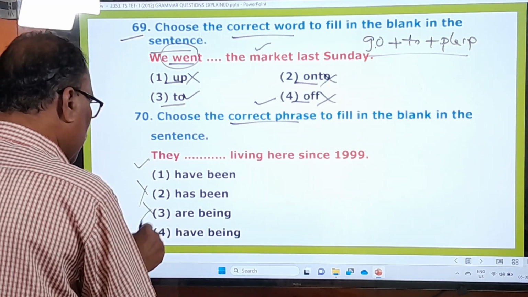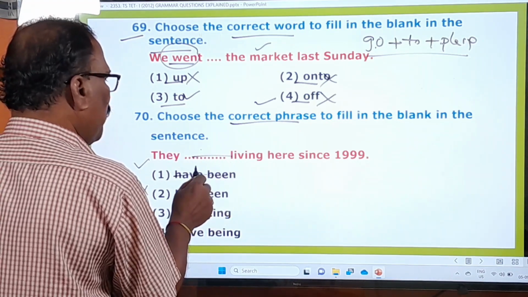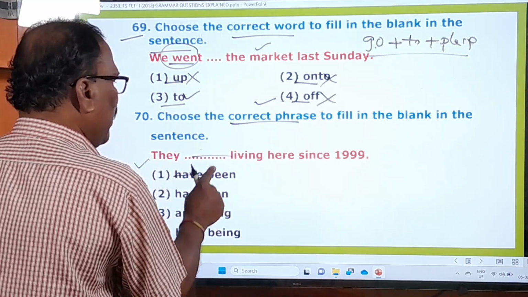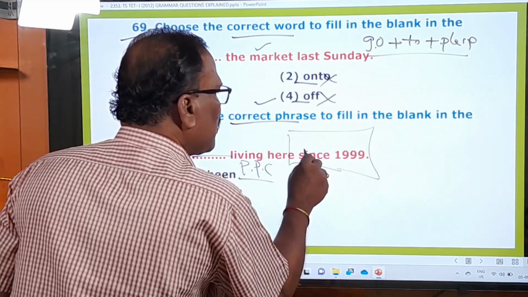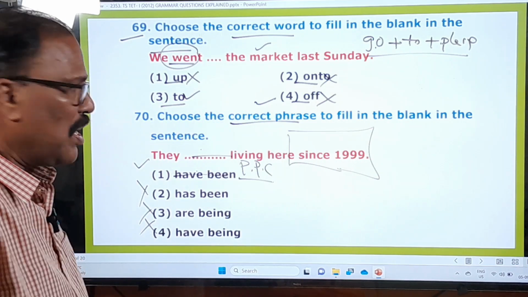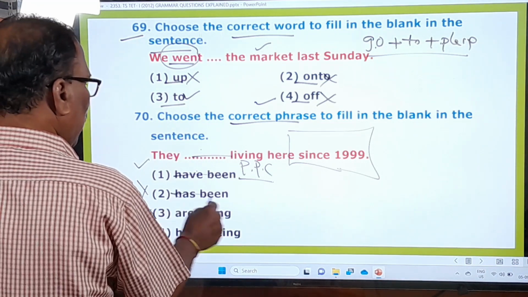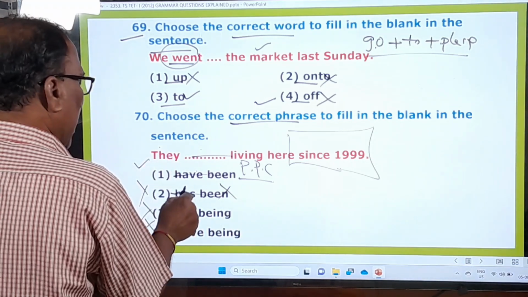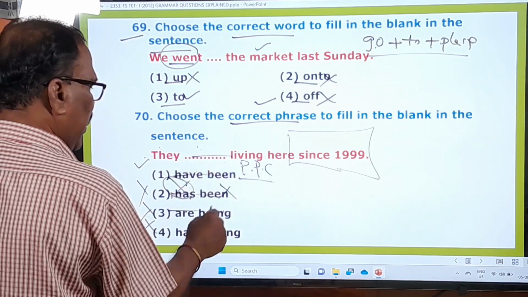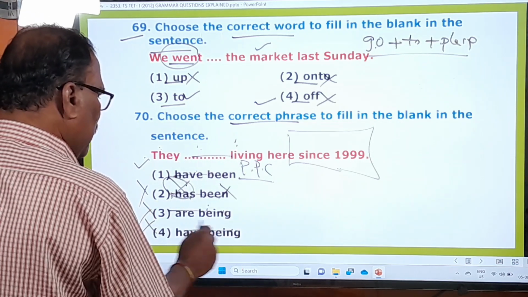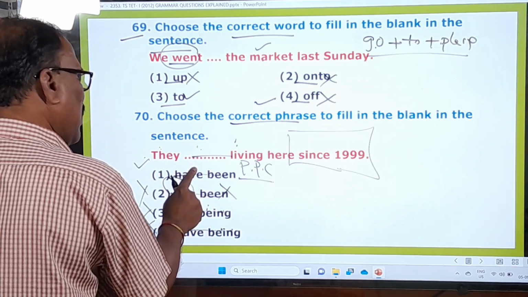and all others are the wrong ones, because "they have been living." When you say have been living, this becomes present perfect continuous tense. And you remember one more important thing: with since plus point of time, we must always use the present perfect continuous tense. Here "has been" is wrong, because with "they," "has" is not used. And with "they," "are being" is not used. Being and living, two things are wrong. And "have being" is wrong, because with "have," "being" is not used. So in this way the three options are wrong, only this one is the right one.